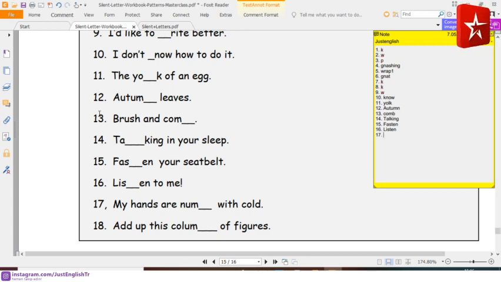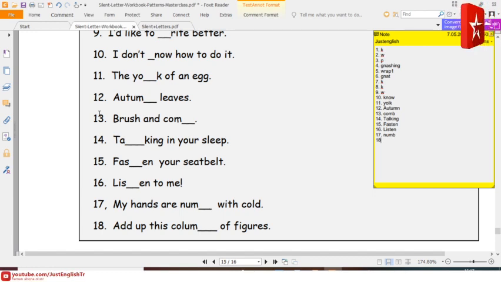Number 17, my hands are blah blah blah. Let me check your comments. Yes, T was correct, Tuba. Thank you. For number 17, my hands are what? All right. Let me check your comments. Are they correct or not? Yes, the correct answer is B, numb. Numb means like black. 17 is numb.